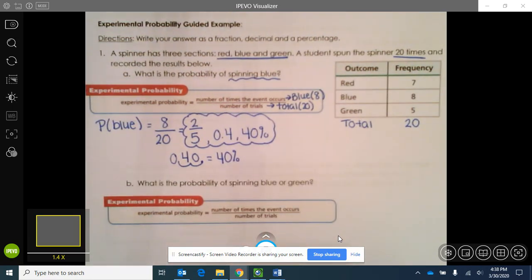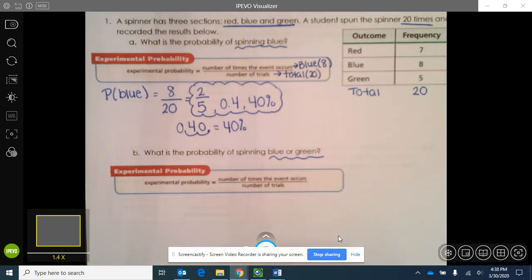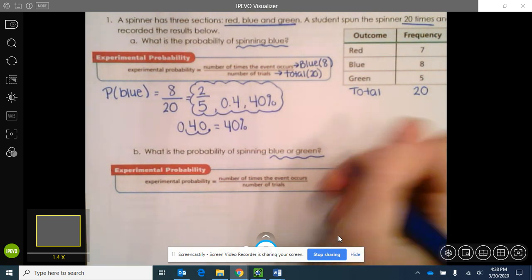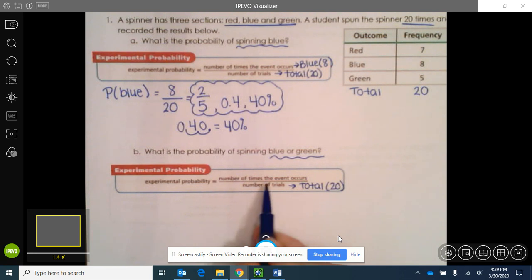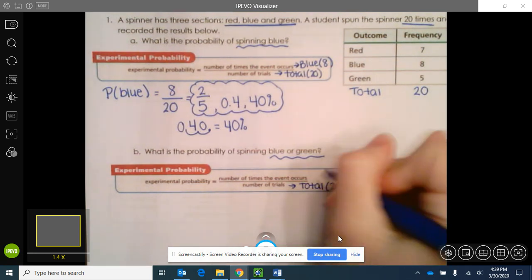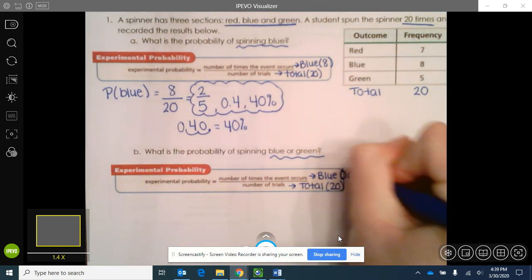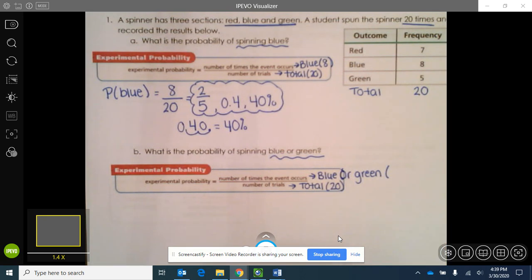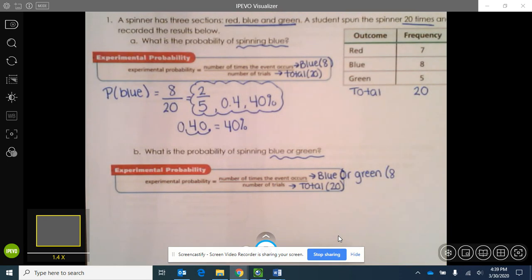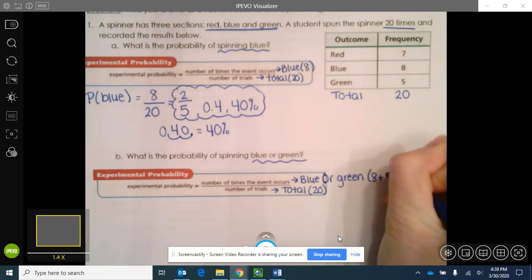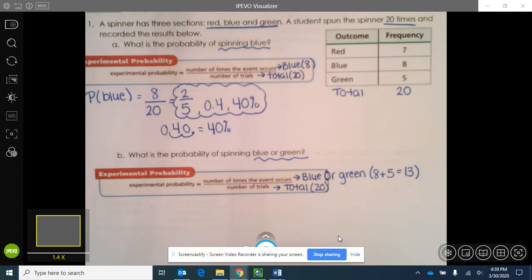Okay, what is the probability of spinning blue or green? So for our next example here, we don't just want to know what was the chance of spinning blue, but blue or green. So our number of trials, we're still going to have a total of 20. Now this time, our event isn't just blue, it's blue or green. So if you look at your results, the student spun blue 8 times, green 5 times. So there were a total of 13 times where blue or green was spun.